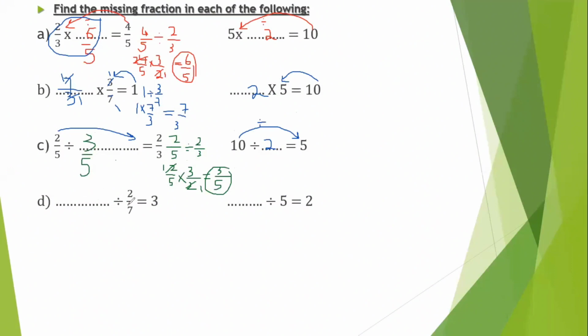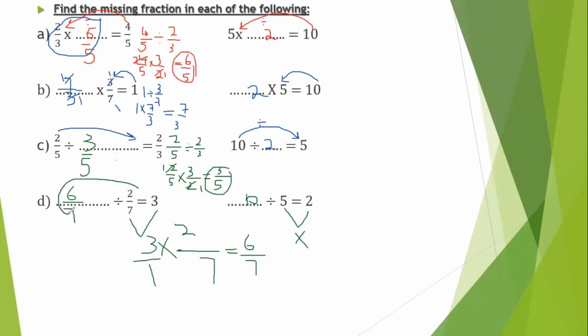D: number divided by 2 over 7 equals 3. Let's remember, if I have a number divided by 5 equals 2, how do I get this number? This is the only case where I use times. I will multiply 5 by 2 equals 10. So in this case, I'll multiply 3 by 2 over 7. And I can change the whole number to be a fraction. 2 times 3 equals 6. 1 times 7 equals 7. So the answer is 6 over 7. To check your answer, we can do the two together. Divide. The answer will be 3.